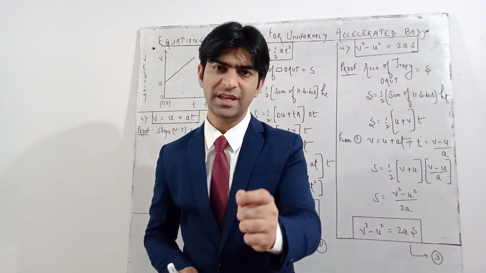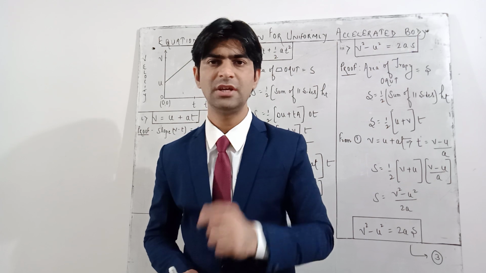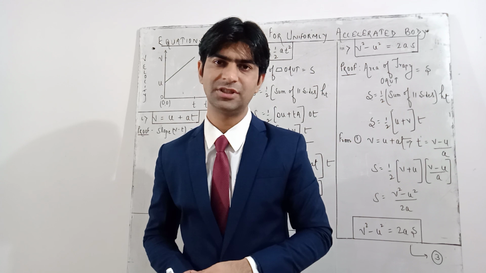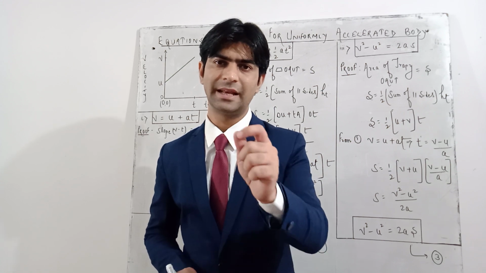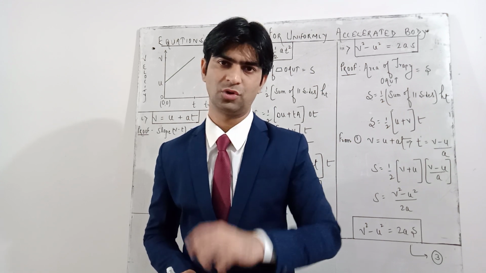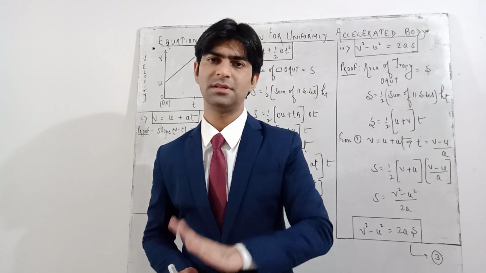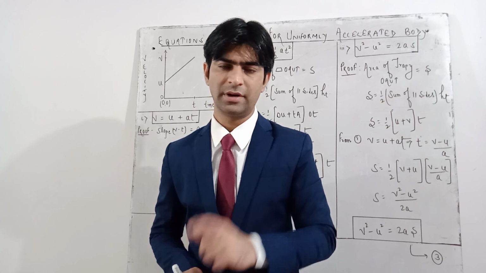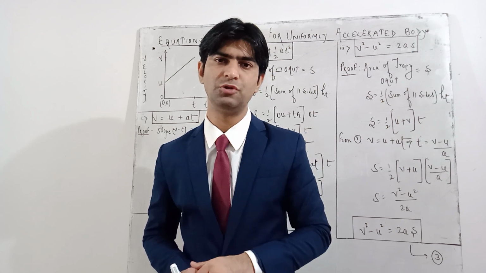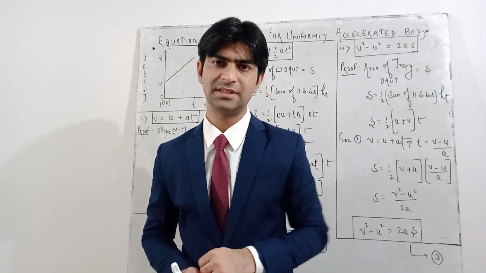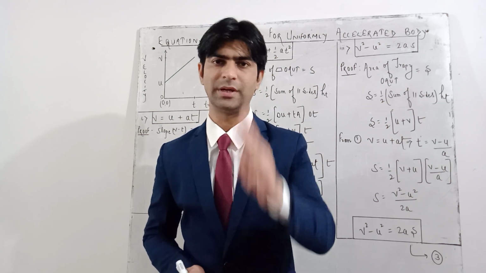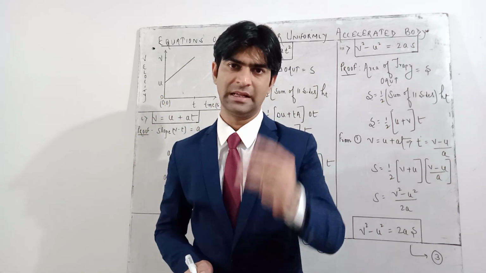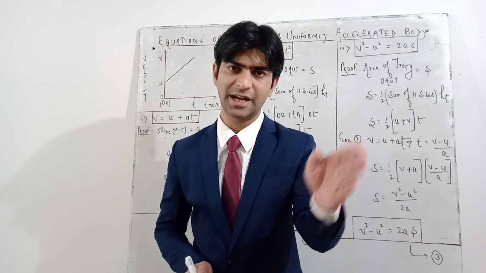Here the symbols will have their usual meaning. V stands for final velocity, U stands for initial velocity, A stands for constant acceleration, T stands for time, and S stands for displacement. So don't get confused in these symbols. These are the fixed symbols. The first equation is V equals U plus AT. The second equation is S equals ut plus half at square, and the third equation is v square minus u square equals 2as. These are the three equations that we are going to derive one by one.